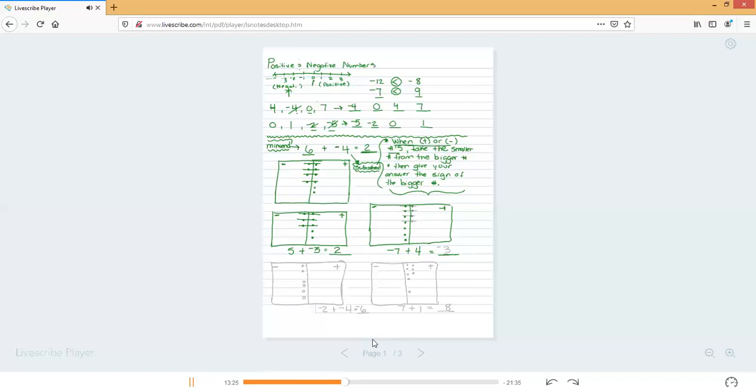1, 2, 3, 4. I'm going to cross out everyone that has a pair. And what's left? I have 1, 2, 3 left. And that 3 is negative because it's on the negative side of the algebra mat. Are we getting that? All right, let's do another one.